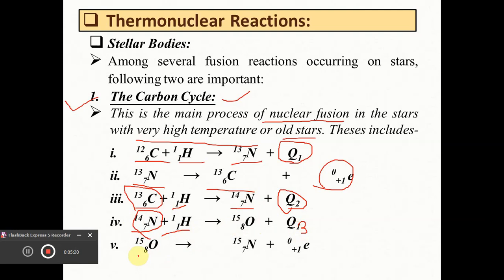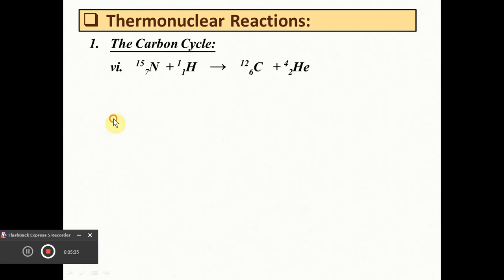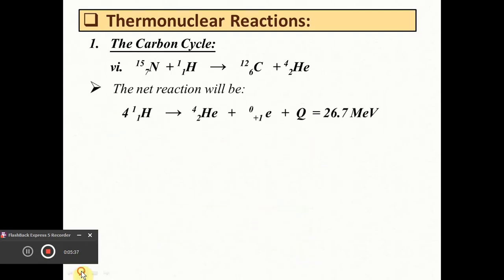And this oxygen-15 which is formed in the fourth step will be converted to nitrogen-15 with the liberation of a positron. So these are the stepwise reactions of the carbon cycle. In the last reaction of the carbon cycle, nitrogen-15 again combines with the hydrogen nucleus, and it gives the formation of carbon-12.